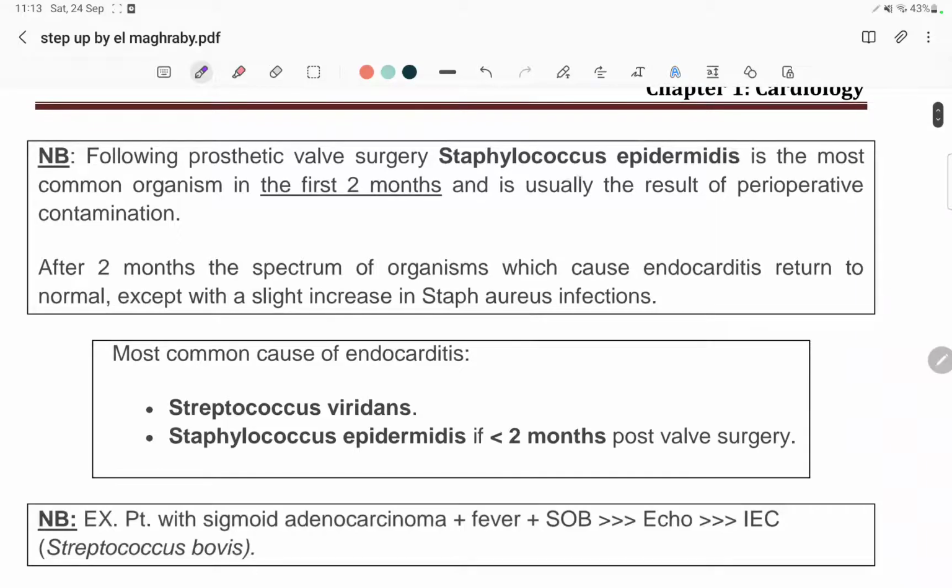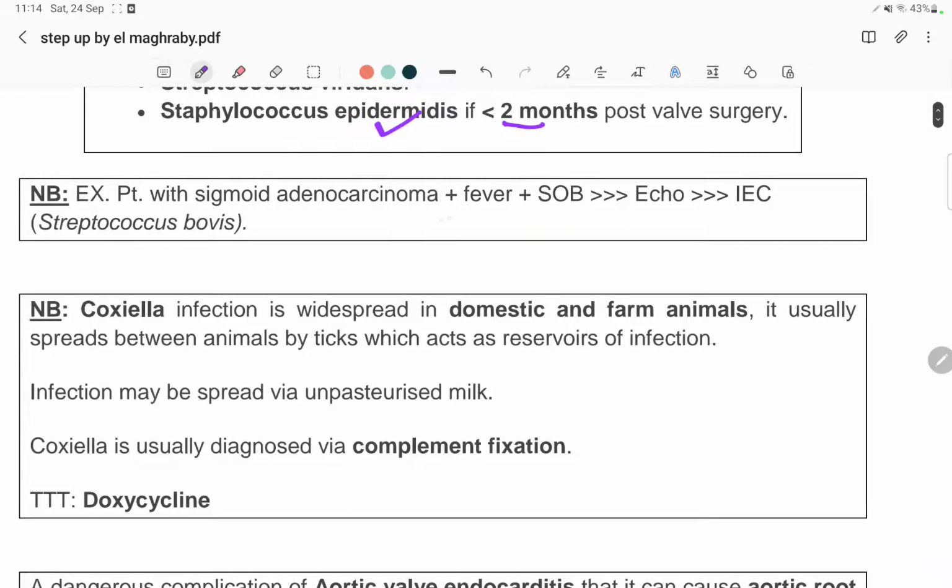Following prosthetic valve surgery, Staphylococcus epidermidis is the most common organism in the first 2 months and is usually the result of perioperative contamination. So he has had prosthetic valve surgery, and then Staphylococcus epidermidis got into the body. After 2 months, the spectrum of organisms which cause endocarditis returns to normal, except for a slight increase in Staph aureus infection. The most common is Streptococcus viridans; Staph epidermidis if less than 2 months after valve surgery. Example: a patient with sigmoid adenocarcinoma, fever, shortness of breath, echo showing infective endocarditis: Strep bovis. Sigmoid adenocarcinoma, carcinoma of the colon.